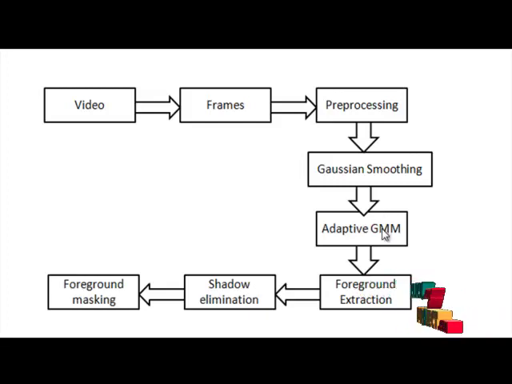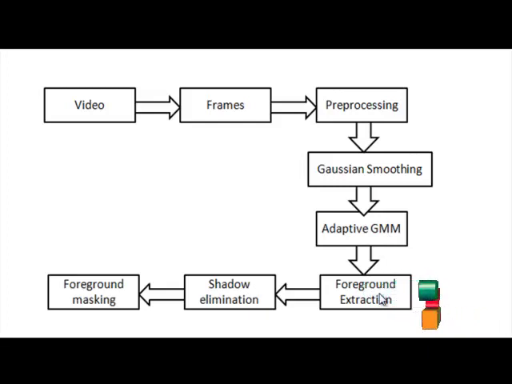Then we go for adaptive GMM. A Gaussian mixture model is a probabilistic model for representing the presence of subpopulations within an overall population. Normally, a Gaussian mixture model corresponds to the Gaussian mixture distribution that represents the probability distribution of observations in the overall population. Then we go for foreground extraction.